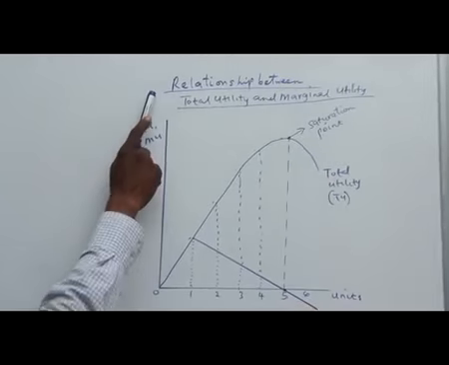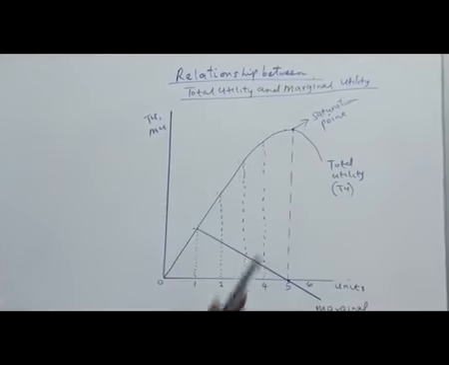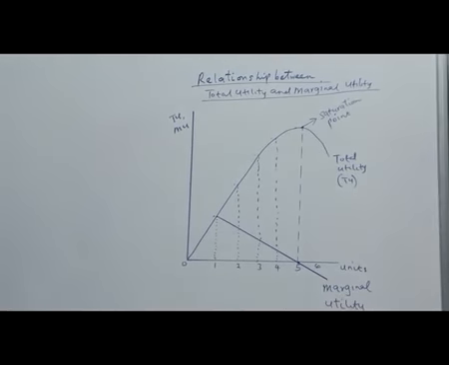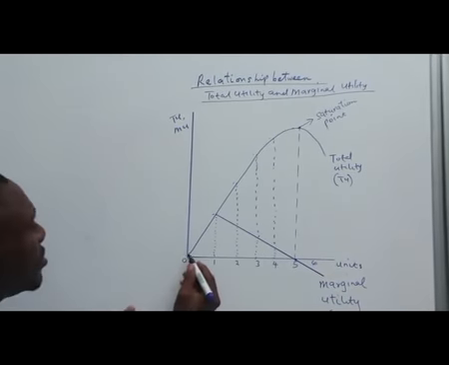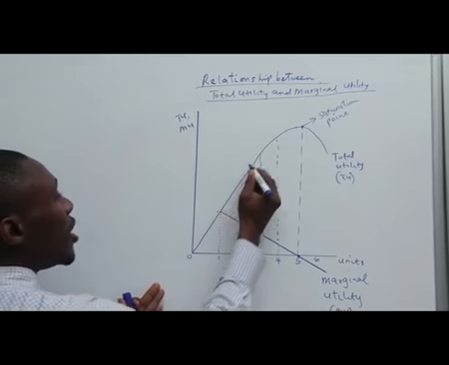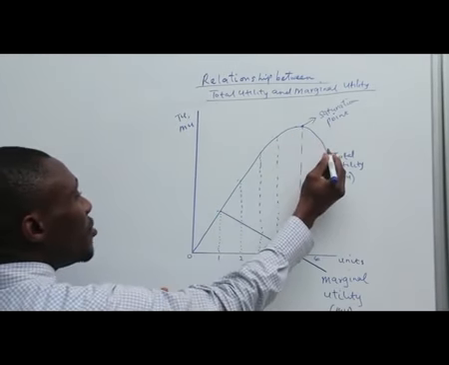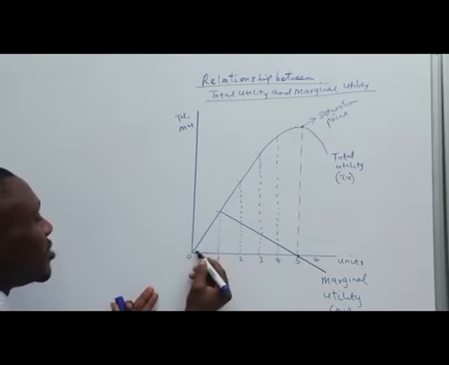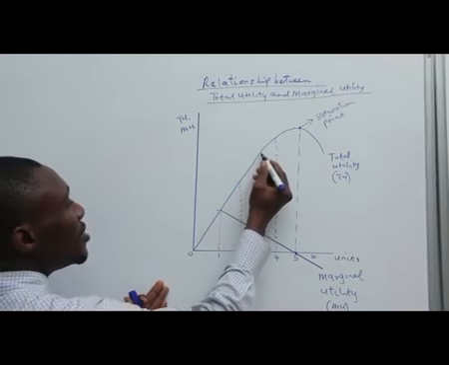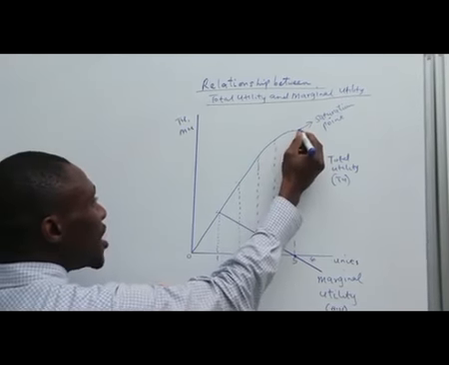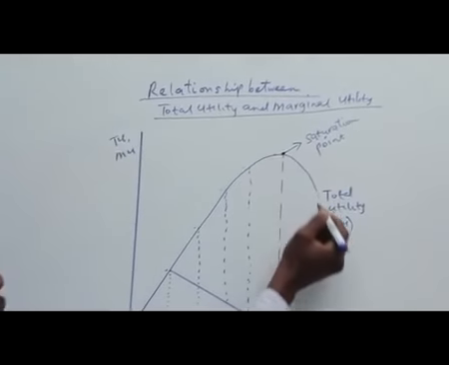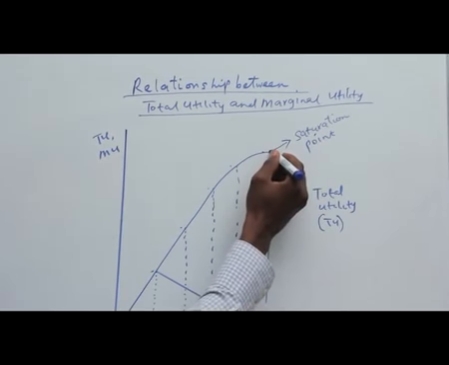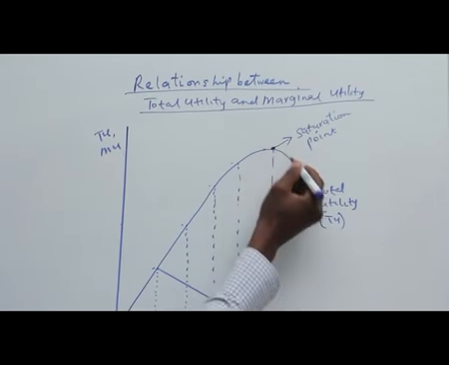Graphical relationship between total utility and marginal utility. This is the utility axis and this is the unit axis. You observe that we have a curve here going up, and after a point it drops. That's what we call total utility. That is, total utility will be increasing gradually up to a point here, and after this point it will drop. So it implies that total utility has reached its peak, the maximum. After its peak it drops.